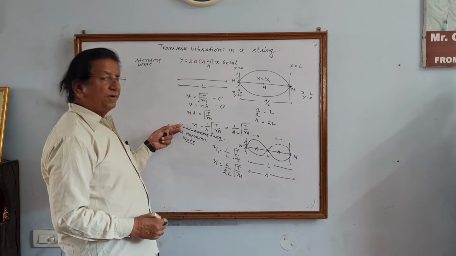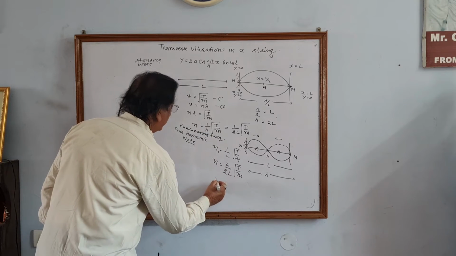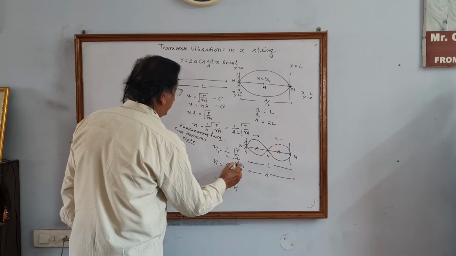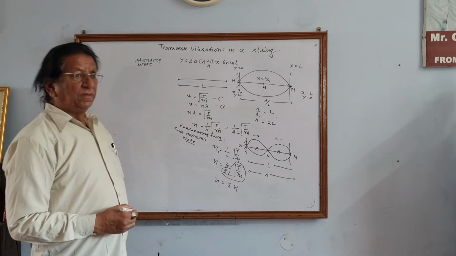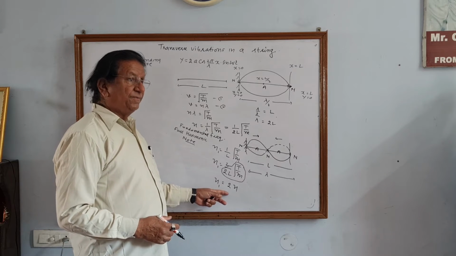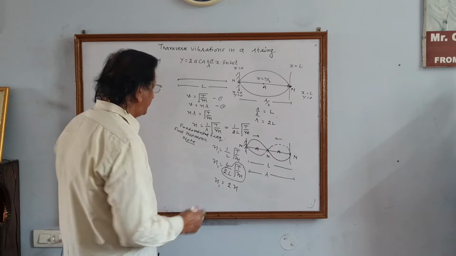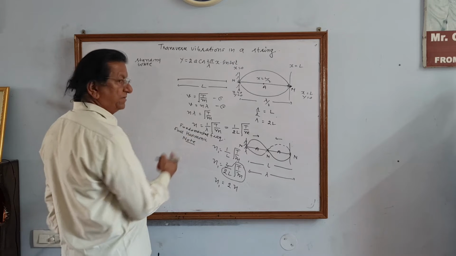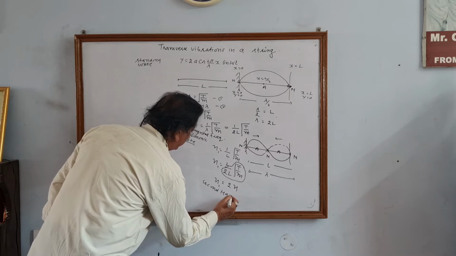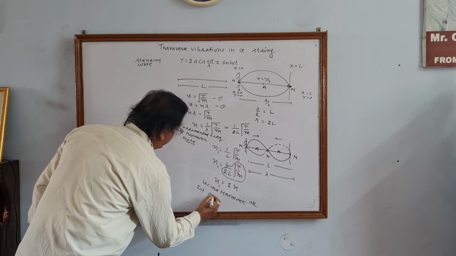And when same string is made to oscillate in two parts, the frequency is now this. How is this related to fundamental frequency? Compare this and this. You will find this is, let us say N1, it is twice of N. This is N, fundamental frequency. That means when you make the string vibrate in two segments, the frequency gets doubled. Okay? And this frequency, which is twice of the fundamental frequency, is called second harmonic or first overtone.